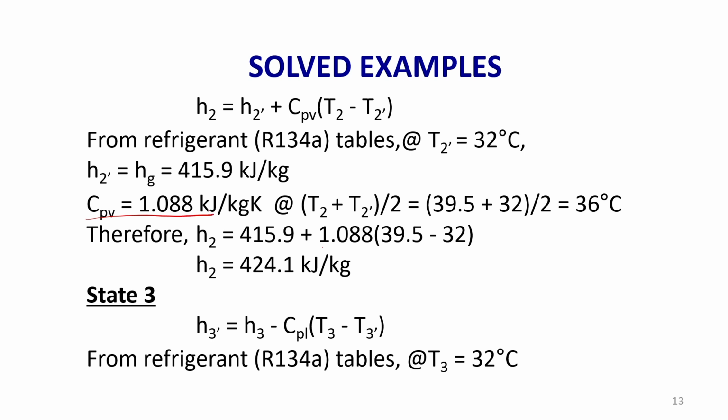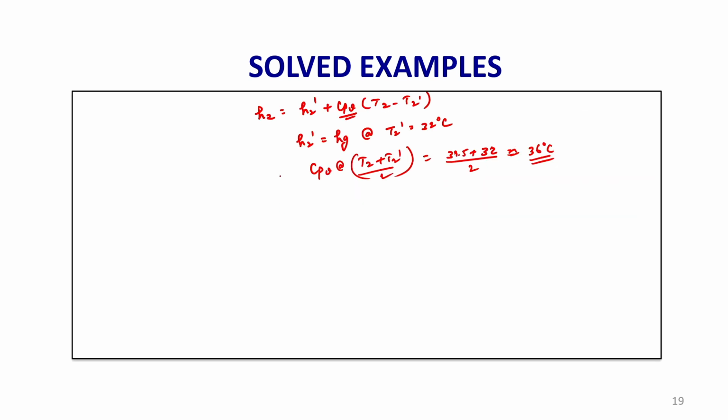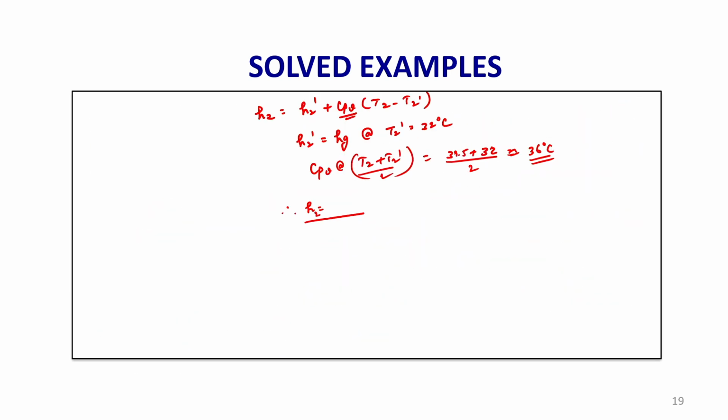I have given a detailed procedure. From this, using the value of H, you can substitute here and find out H2. So, H2 comes around 424.1 kilojoule per kg, using this formula.